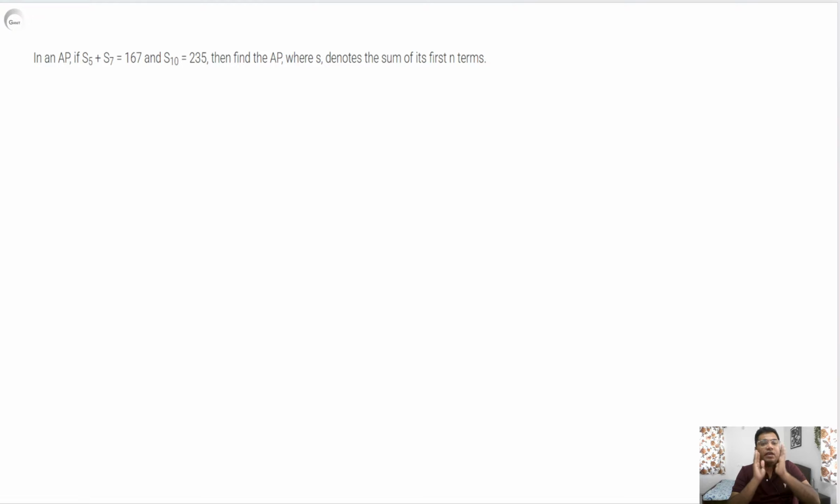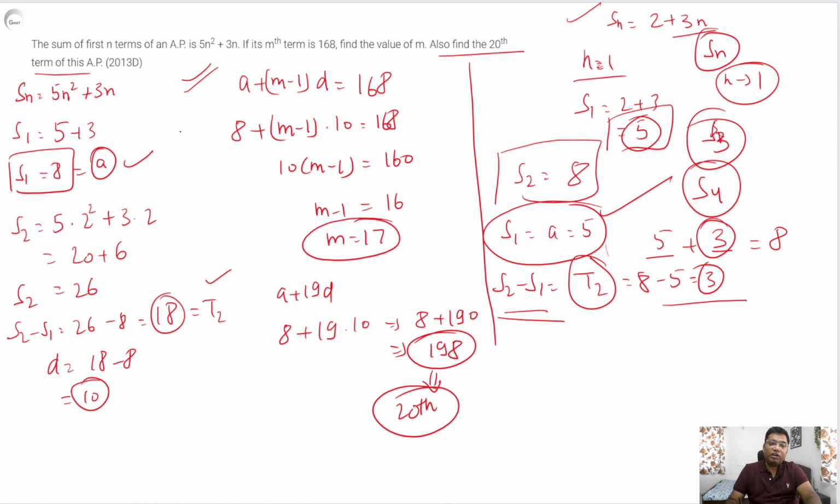Okay, so what do we have? S5 plus S7. So again, they're talking in terms of S5 and S7. So we have to remember our job is still to chase the value of A and D. Even in the previous question that we did, the moment we figured out the values of A and D as 8 and 10, the question started opening up. So the entire game in AP is to figure out the value of A and D. If you have figured that out properly, you will be all right.